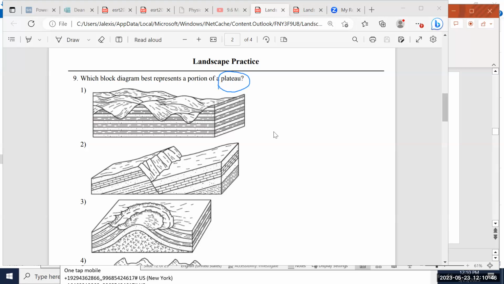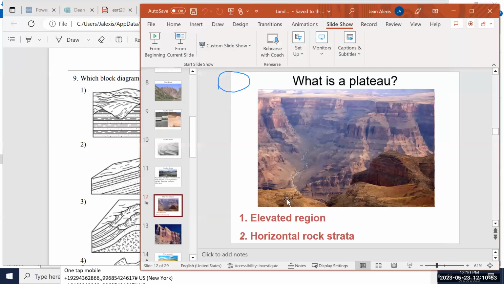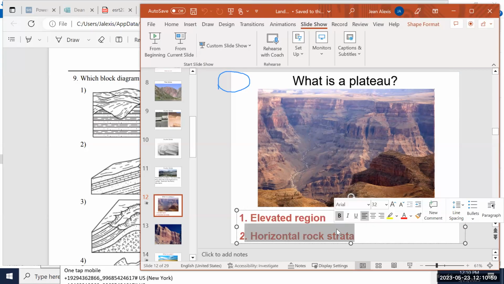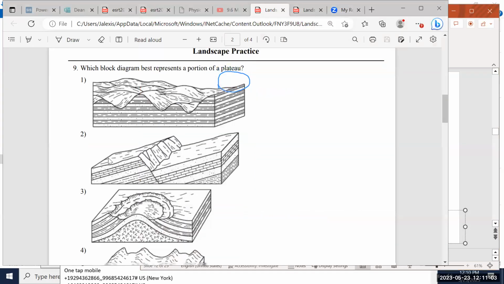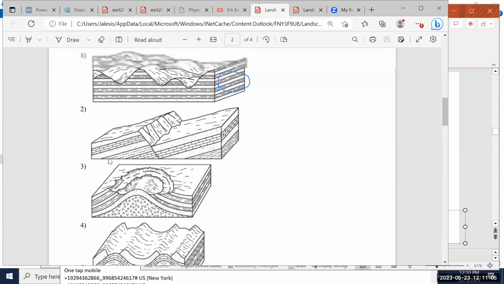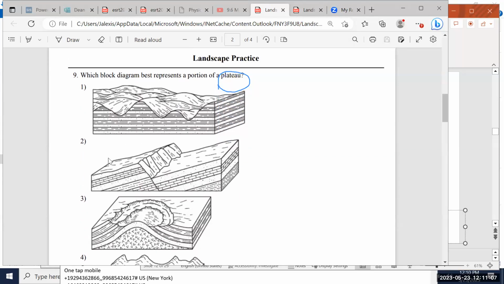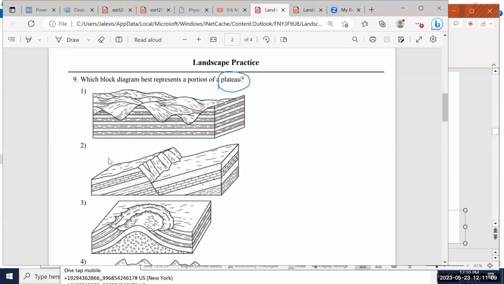When I'm looking at all these layers, what distinguishes a plateau from a mountain? The thing that distinguishes a plateau is that it has horizontal rock strata. And remember, strata means layers. So out of choices 1, 2, 3, and 4, there's only one option that has direct horizontal layers, and that's going to be choice 1.